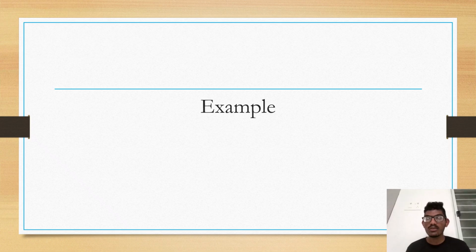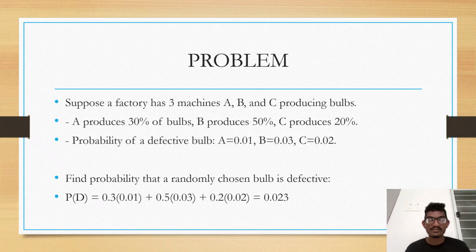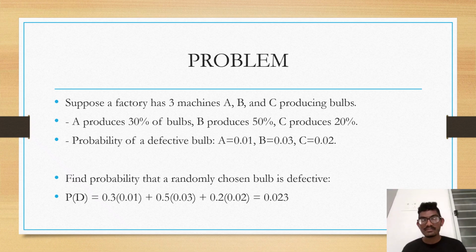Let us consider an example for proving the total probability theorem. Suppose a factory has three machines A, B, and C producing bulbs. A produces 30% of the total bulbs produced by the factory, B produces 50%, and C produces 20%.